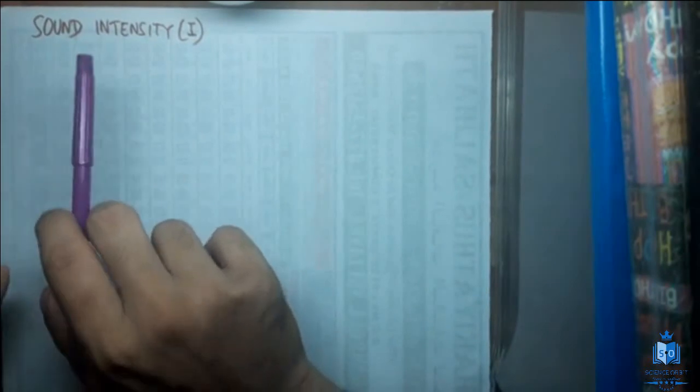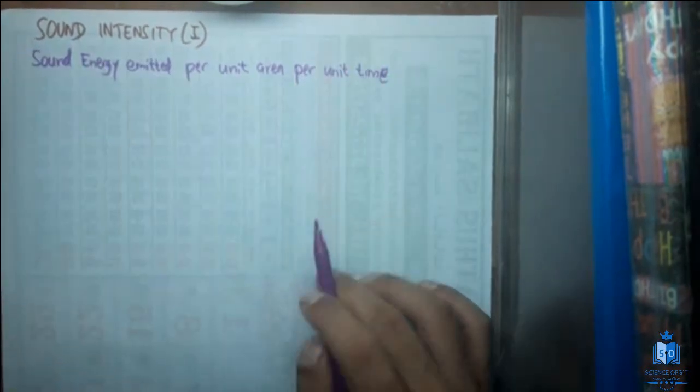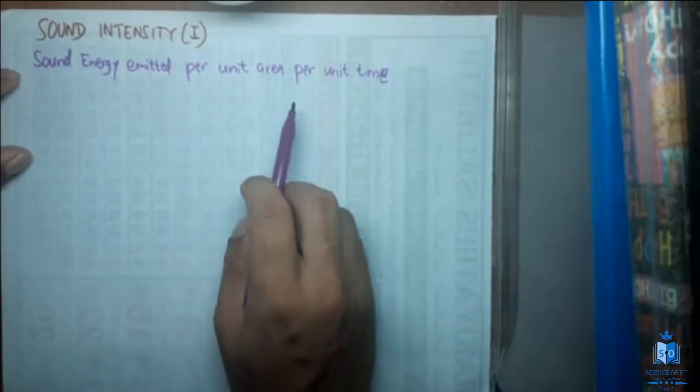So you can't compare this with Doppler's effect. Both are two contrasting things, and here the objects will not be moving actually. So let's see what this is all about. When it comes to sound intensity, we use the symbol I. The definition for sound intensity is sound energy emitted per unit area per unit time. That is how we define sound intensity.